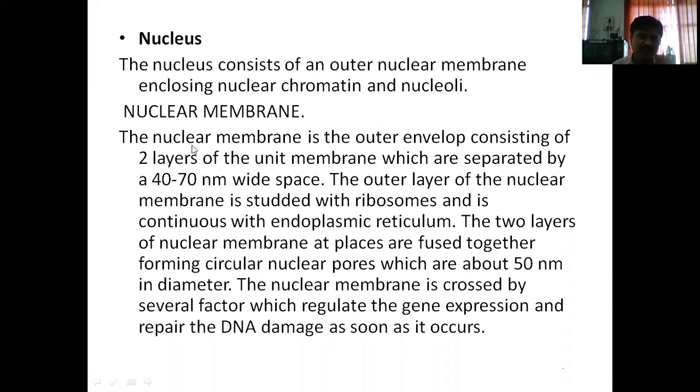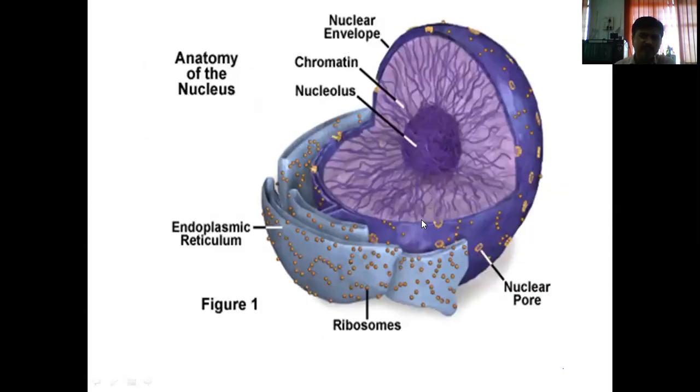Basically, the space is present in between two layers. The outer layer of the nuclear membrane is studded with ribosomes and is continuous with the endoplasmic reticulum. I will show you the diagram of the nucleus; from the diagram, everything will be clear to you. Now, can you see this diagram of the nucleus?